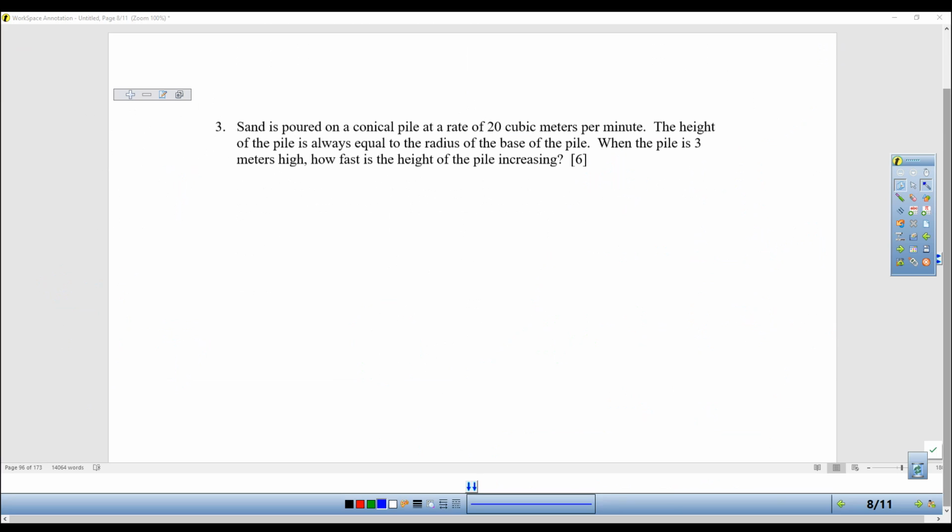Sand is poured onto a conical pile. So you can probably picture this, right? You're at the beach, you're pouring sand onto your pile. It keeps getting a little bit higher. The rate is 20 cubic meters per minute. As soon as you see meters cubed, you should be thinking volume because it's cubic. And per minute should make you think that it is going to be your dV dt.